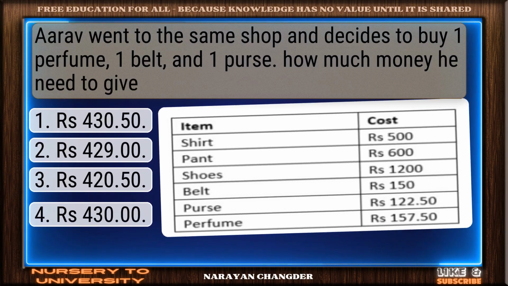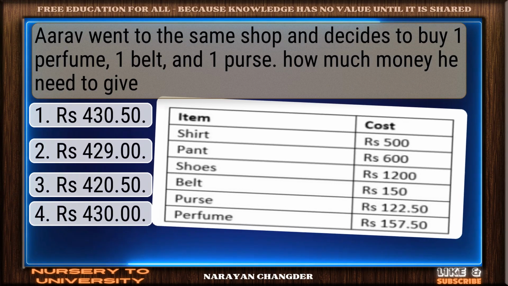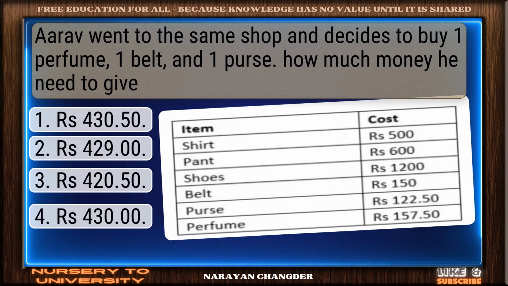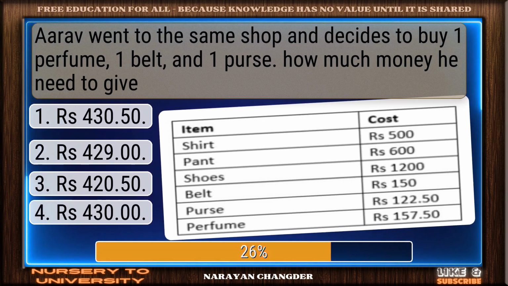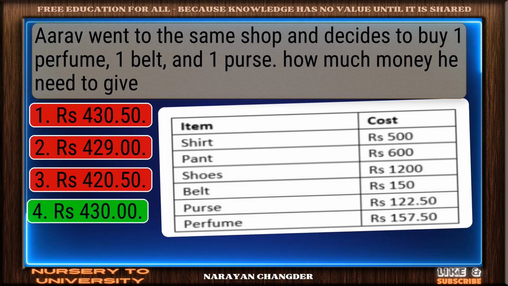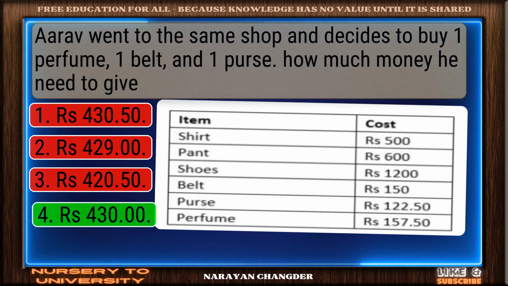Arav went to the same shop and decides to buy 1 perfume, 1 belt, and 1 purse. How much money does he need to give? Spot on. 430 is the correct answer.